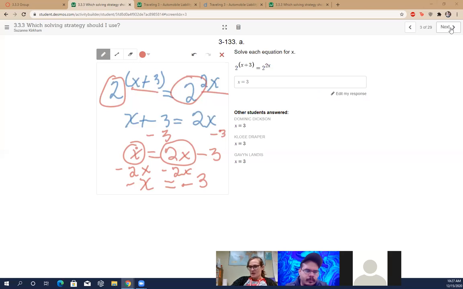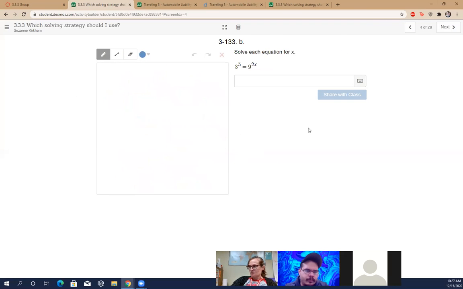All right, page 4. Okay, this one, we don't have the same base. We've got 3 to the 5th equals 9 to the 2x power. So what do we need to do? How can we get the bases the same?